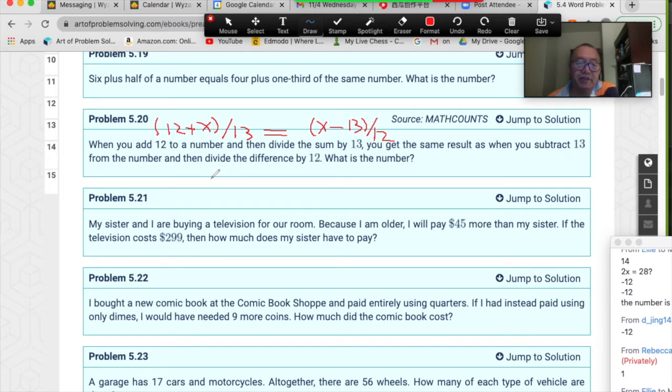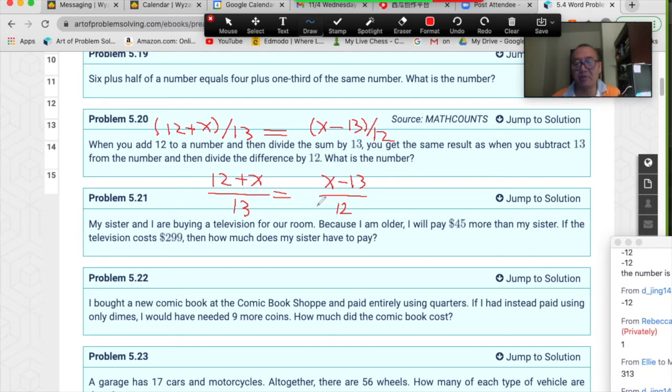If you write this like a fraction, this way, you don't need the parentheses. If you write it this way, x minus 13 divided by 12, you can write this here. Now you don't need these parentheses because this long horizontal line separates these two parts. Now the problem is how to solve this equation. Okay, Ellie got a correct answer. Dago got a correct answer.